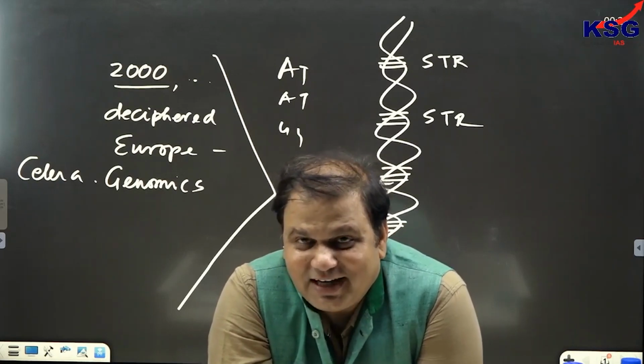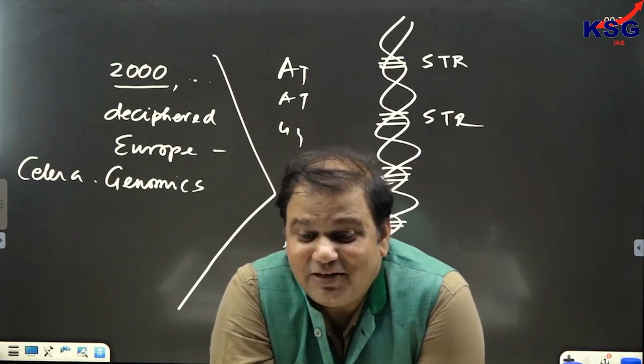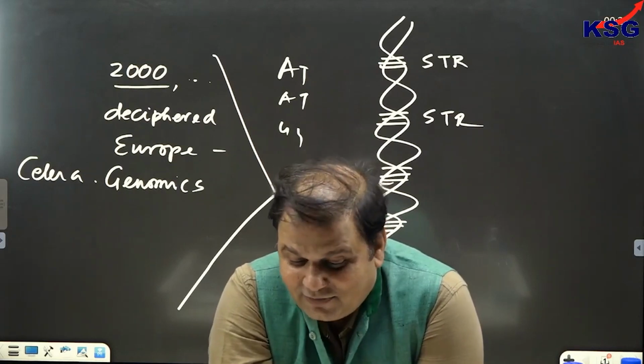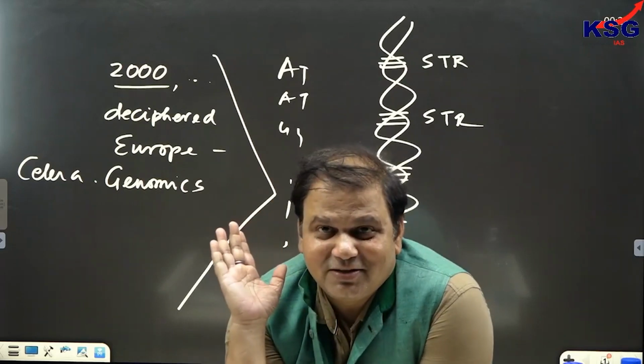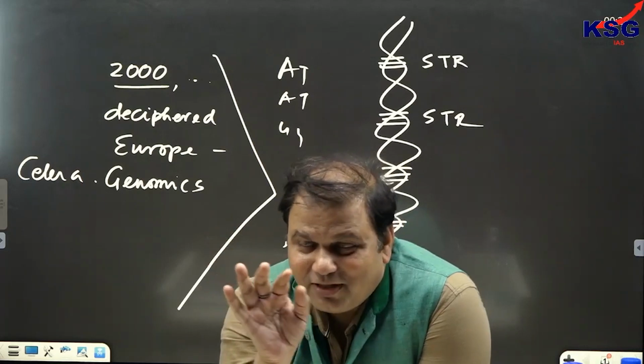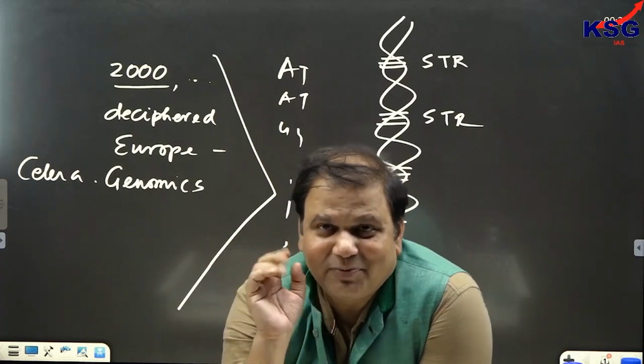But here we are saying that STR is where we differ from each other. Otherwise, we are exactly the same. Clear? This is called DNA. ये DNA fingerprinting और human genome के बीच में अंतर है.